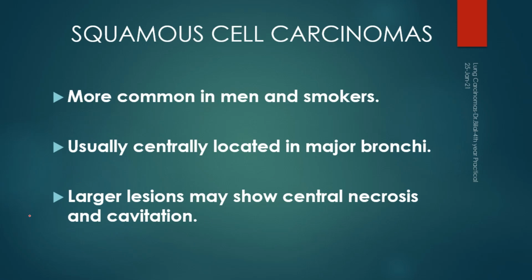Now, moving on to squamous cell carcinomas, they are more common, remember, according to books, in men and smokers, but they can occur in females as well. They are mostly centrally located in the major bronchi. They can spread to contiguous lung, but they are mostly centrally located. Then the large lesions can show necrosis as well. As they grow large, any tumor can get necrotic.